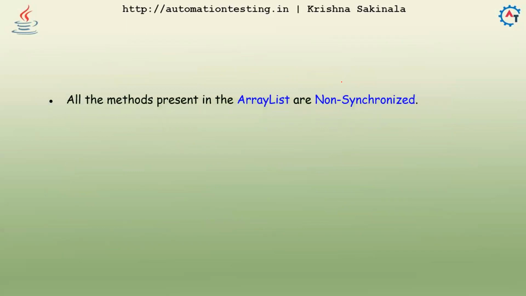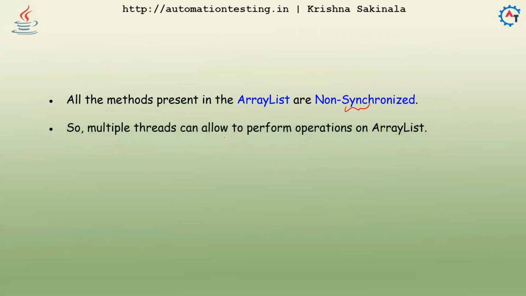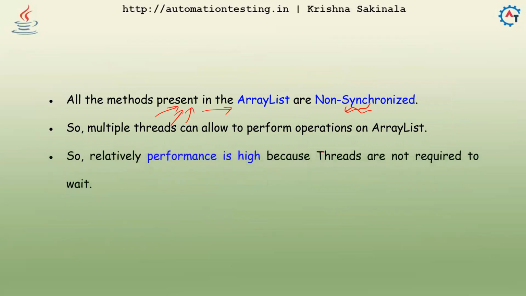All the methods present in the ArrayList are called non-synchronized. So multiple threads are allowed to perform operations on ArrayList. Because it is non-synchronized, multiple threads can access this ArrayList at a time, and threads are not required to wait. So relatively performance is high. If it is synchronized, until one thread completes, another thread cannot access it, so it will take more time to finish the activity.